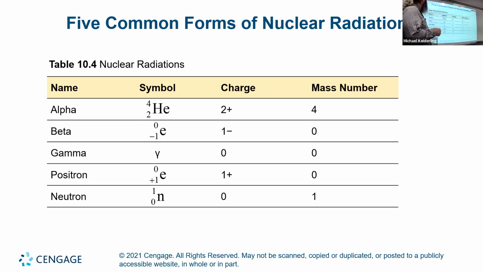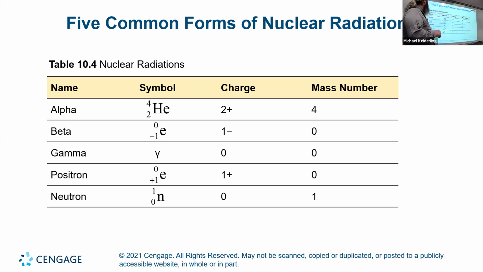So an alpha particle is a helium nucleus. It has a charge of +2 and a mass number of 4. A beta particle is an electron. It has a charge of -1 and a mass number of 0. A gamma ray is light. It's electromagnetic radiation. It has a charge of 0 and a mass number of 0.